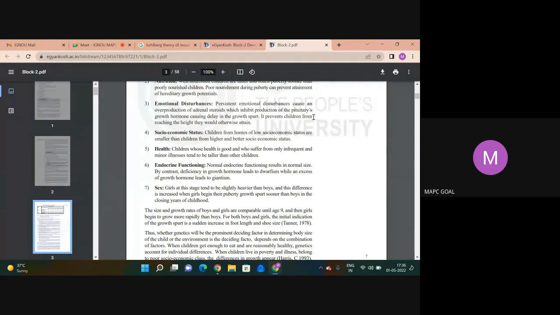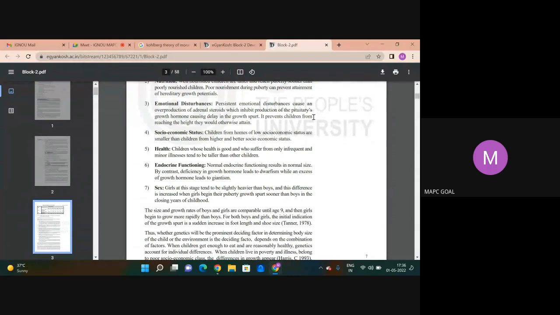Then socioeconomic status. We already talked about the malnutritious child. Children from low socioeconomic status, it would impact the children's height and weight. Then health: children who have been ill since birth, and there are many minor illnesses that could lead to delay in physical development or many other development. Then endocrine functioning, normal endocrine functioning results in normal size. Deficiency in growth hormones leads to dwarfism, while excess growth leads to gigantism.